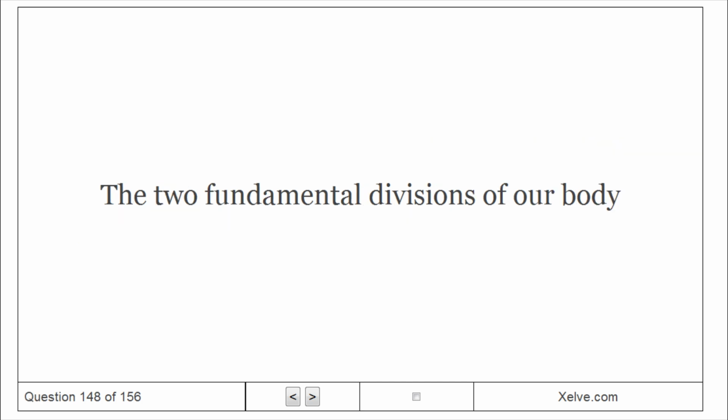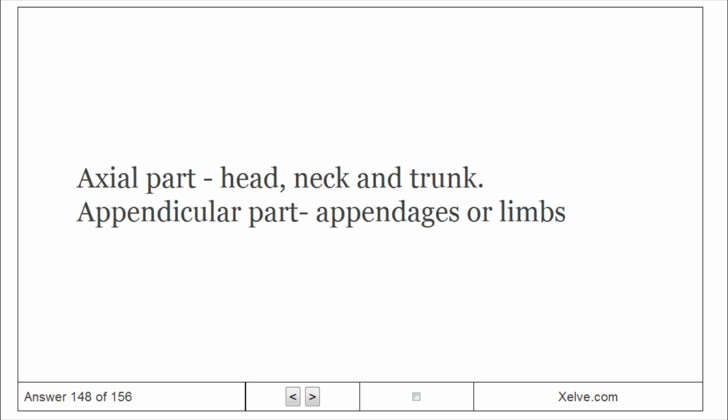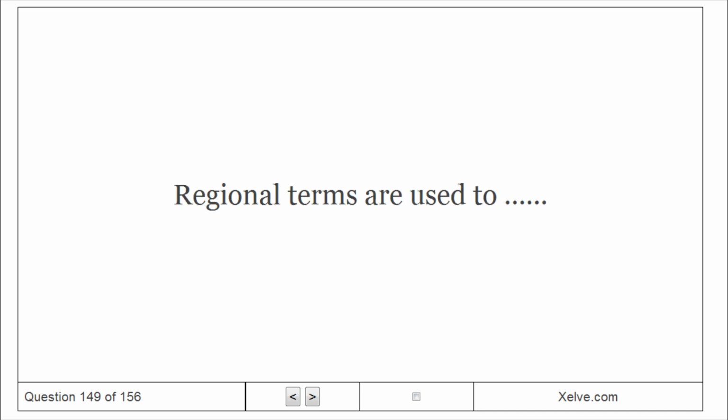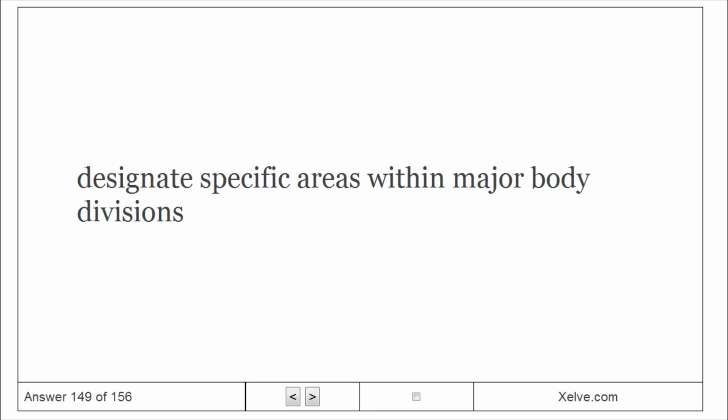The two fundamental divisions of our body. Axial part: head, neck and trunk. Appendicular part: appendages or limbs. Regional terms are used to designate specific areas within major body divisions.